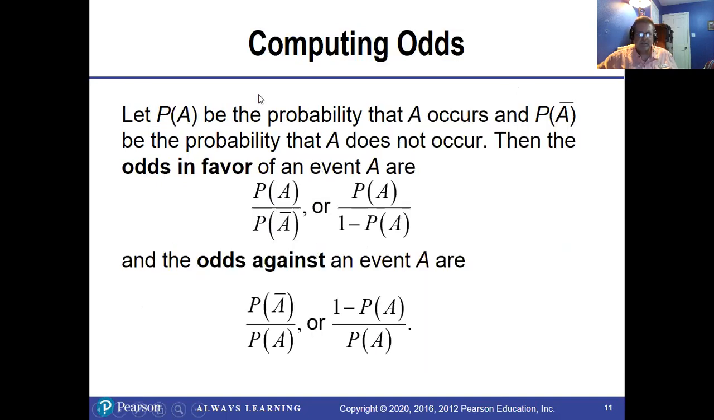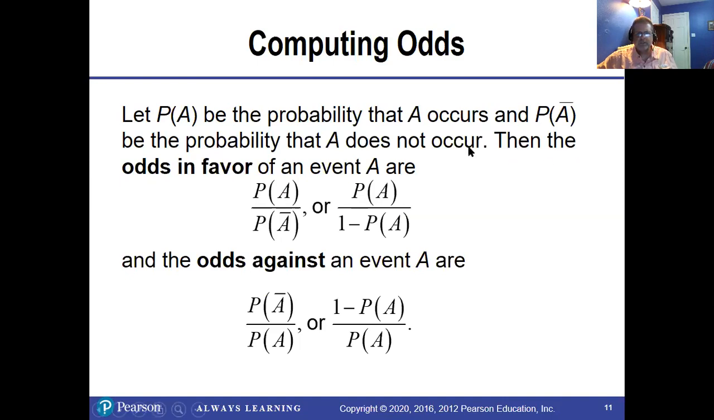All right, odds. This is the one we're going to talk about a little bit more. Because we're going to talk about odds in favor and odds against. This is what you see at racetracks. Those kind of things. They want odds in favor and odds against the horse for winning. You see a 3 to 1 chance or a 1 to 3 chance.